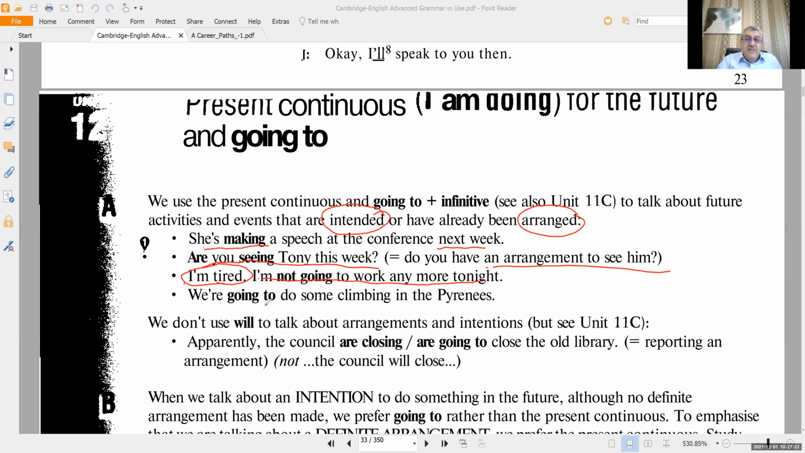We are going to do some climbing in the Pyrenees. So we are going to do some climbing in the Pyrenees.